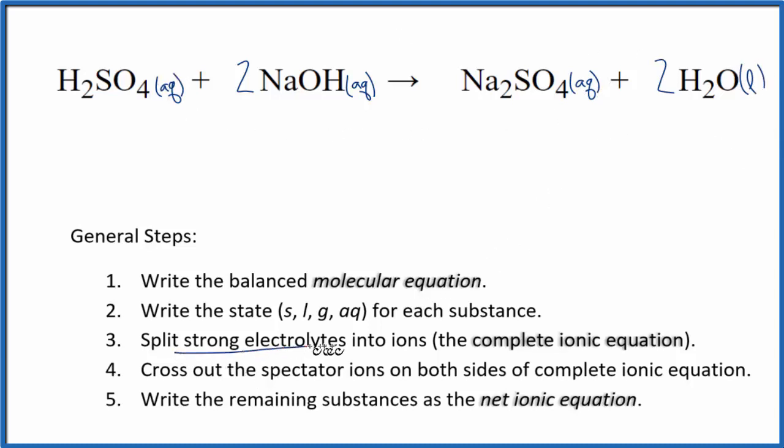Now we can split the strong electrolytes into their ions. This will give us our complete ionic equation. To do that, we need to know what the charges on these ions are. Hydrogen is in group 1 on the periodic table. It has a 1 plus ionic charge. The sulfate ion, SO4, has a 2 minus. This is a good one to remember.